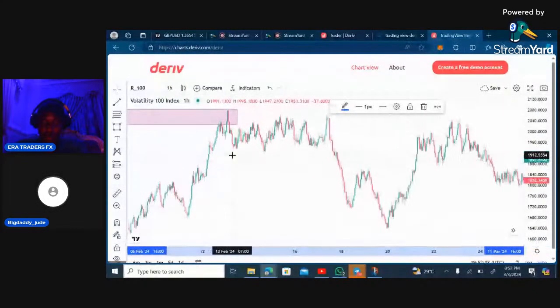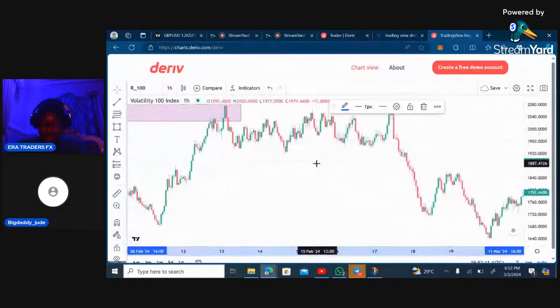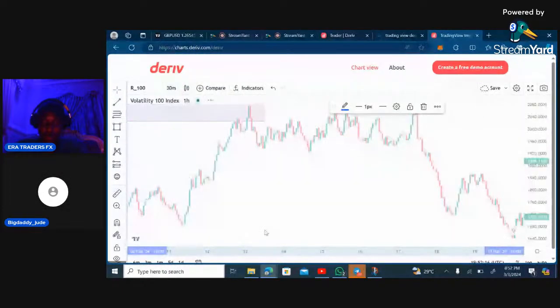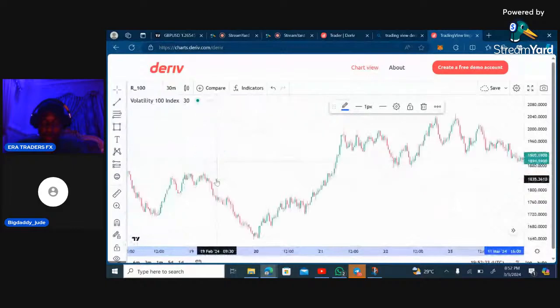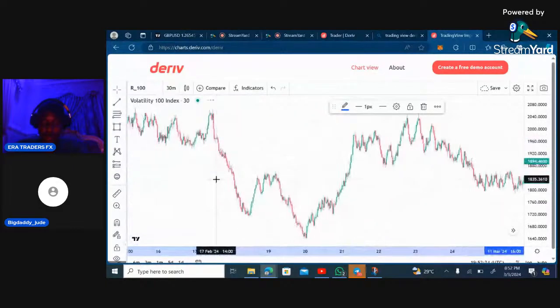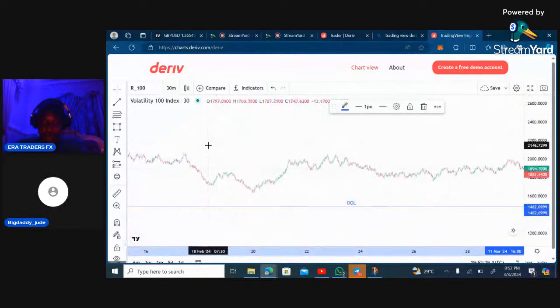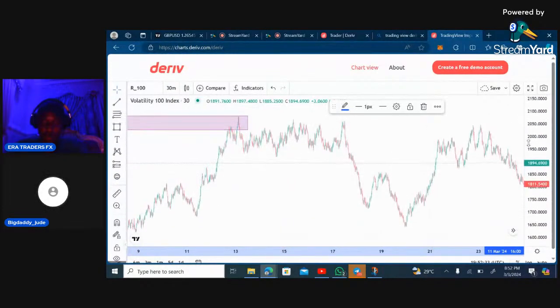So applying a confirmation entry here, this is a 1 hour time frame. Okay, let me come down to 30 minutes. Now I saw a tap on the higher time frame zone. I saw a tap on the higher time frame. So I'll come all the way to 30 minutes.